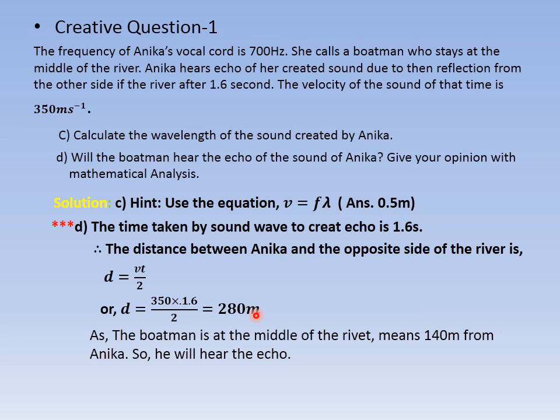Now listen very carefully. As the boatman was at the middle of the river, that means at the middle of this distance of 280 meter, the distance between the boatman and the reflector was 140 meter. The minimum distance needed for creating an echo is 16.6 meter, and 140 meter, half of 280, is enough for creating an echo. As the boatman is at the middle of the river, 140 meter from Anika, or 140 meter away from the reflector, he will hear the echo.